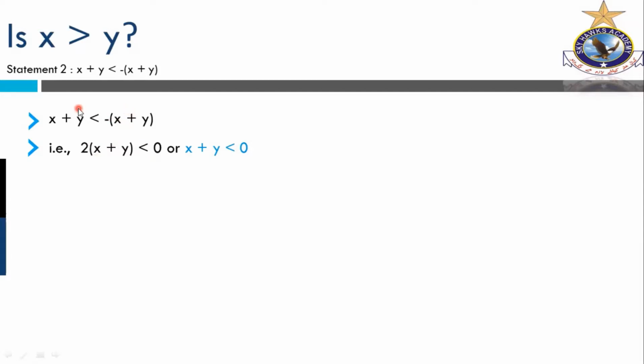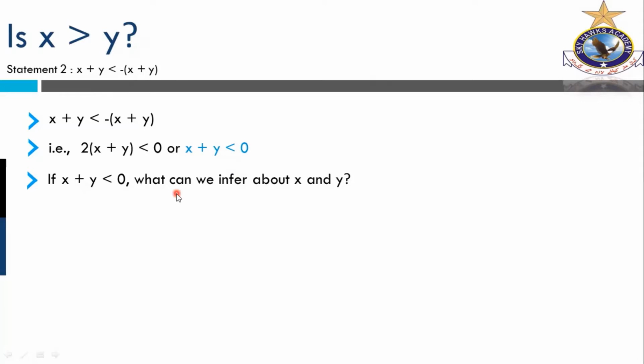Because this is going on the other side, so this will become positive. The signs are changing, as in the case of inequalities and equations when you are shifting. So I am just bringing this sum to the other side, so this will become 2(x plus y). The twice of the sum is less than 0, or x plus y is less than 0. From here we can say the sum is less than 0. If the sum is less than 0, what can we infer about x and y?